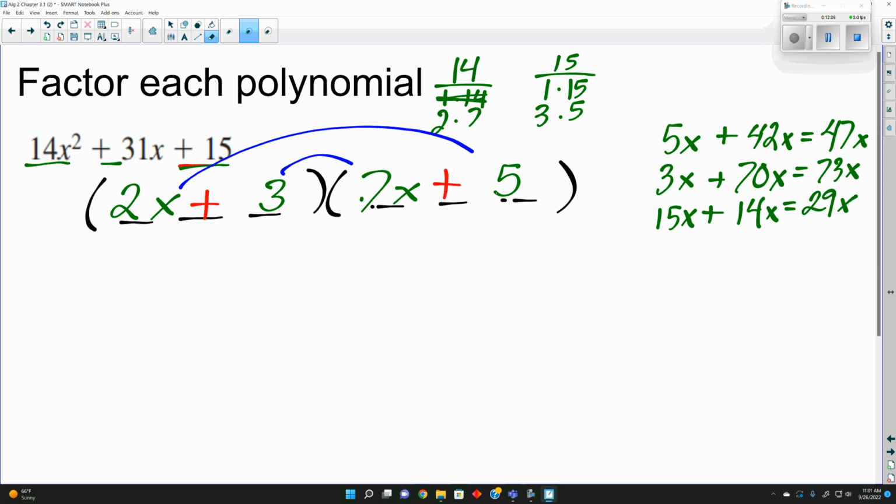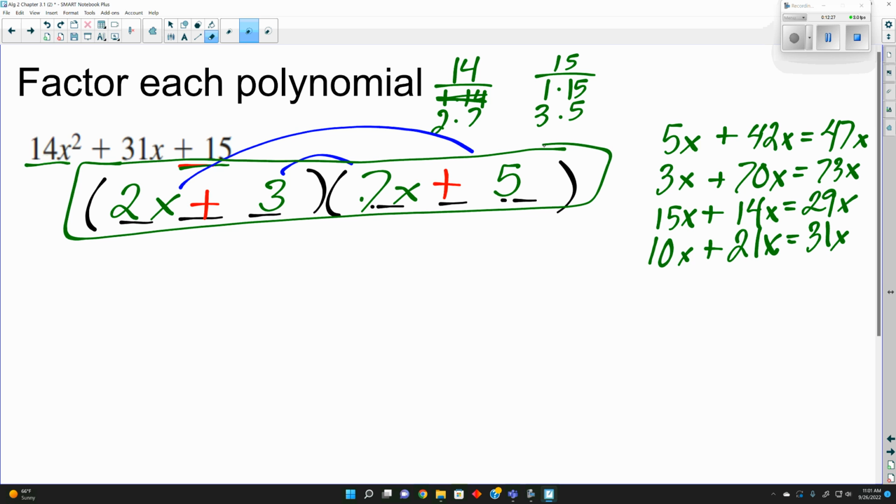2x times 5 is 10x, 3 times 7x is 21x, which is 31x. Is that the middle term that we wanted? So these here are our factors. Any questions on any of this here?